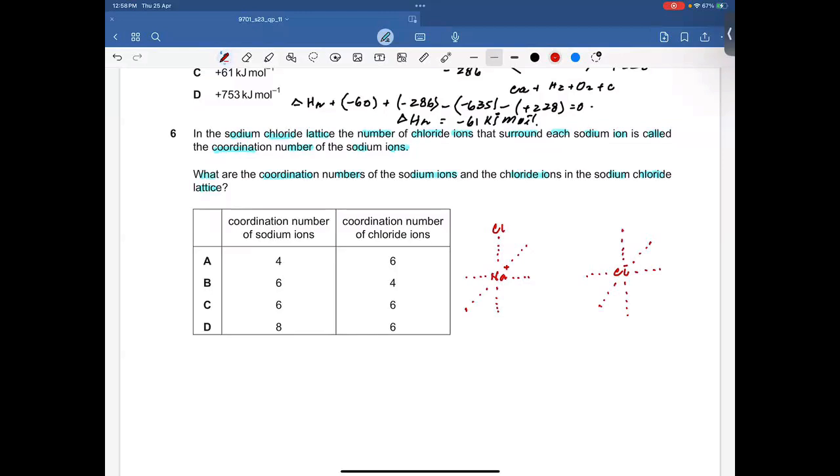So if it is sodium, it must be connected with chloride ions. So we have 6 chloride ions around sodium. Similarly, we have 6 sodium ions around chloride. So that's 6, 6, 6. So the right answer is going to be obviously C.